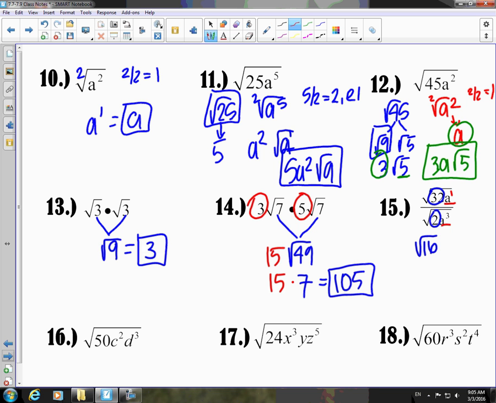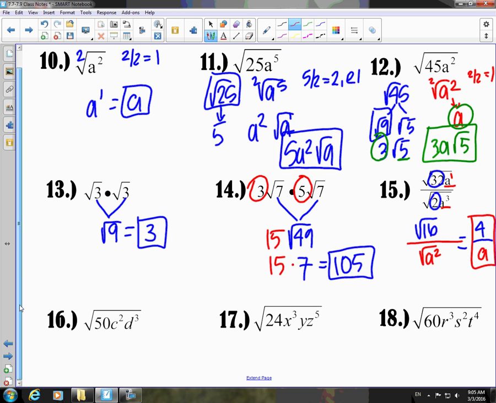So 1 minus 3 is negative 2, so it needs to go on the bottom as the square root of a squared. Okay, so the square root stays, you just divide what's underneath there. But now I can simplify what's underneath the square root because the square root of 16 is 4, and the square root of a squared is a. So my simplified answer would be 4 divided by a.